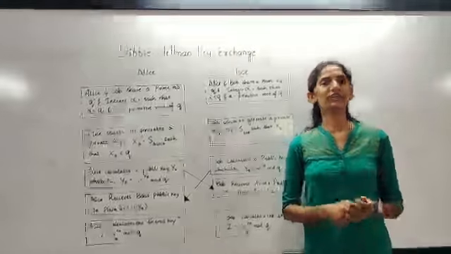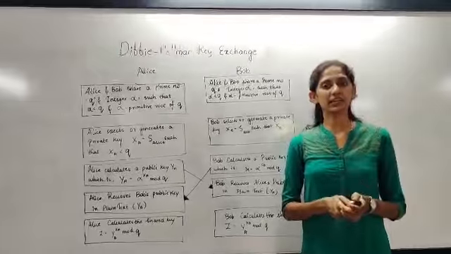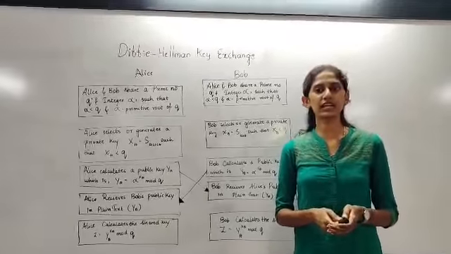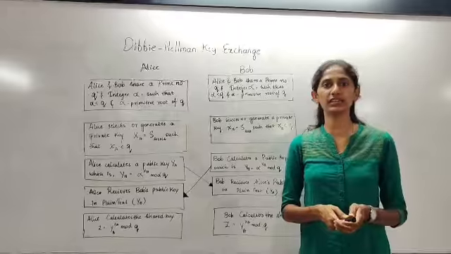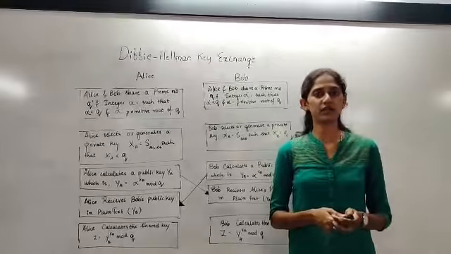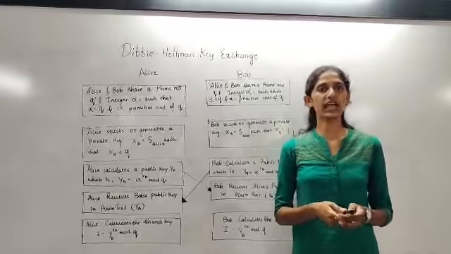Today let us learn about Diffie-Hellman Key Exchange. In secure communication, two users need to share a secret key without exposing it to others. This is where the Diffie-Hellman algorithm is used. Let us understand this using Alice and Bob.